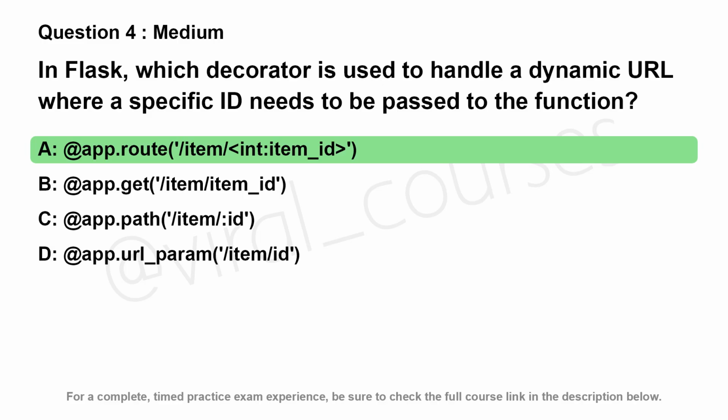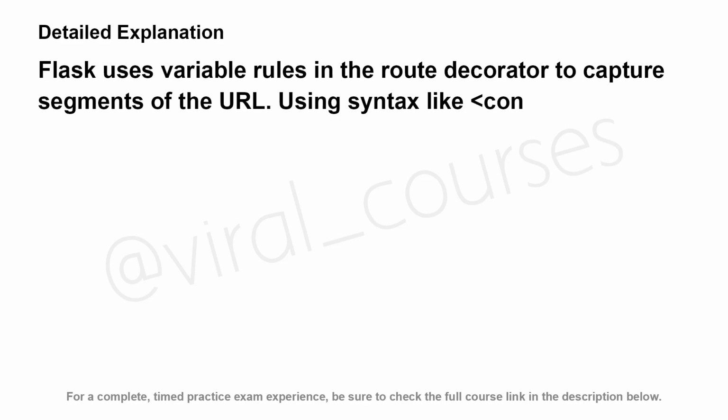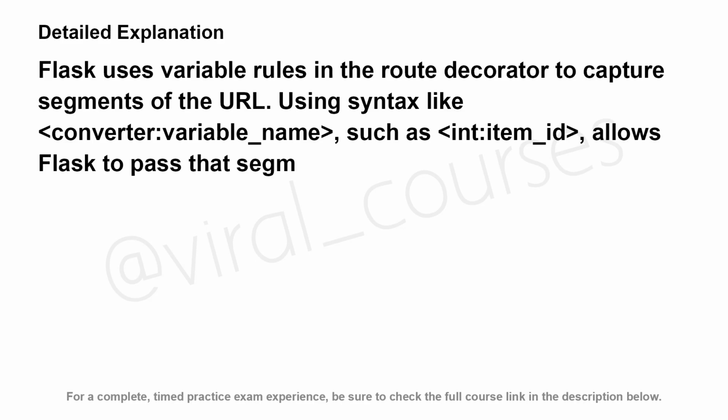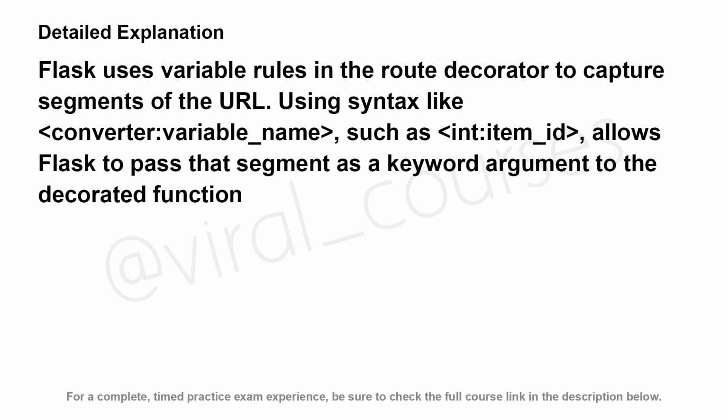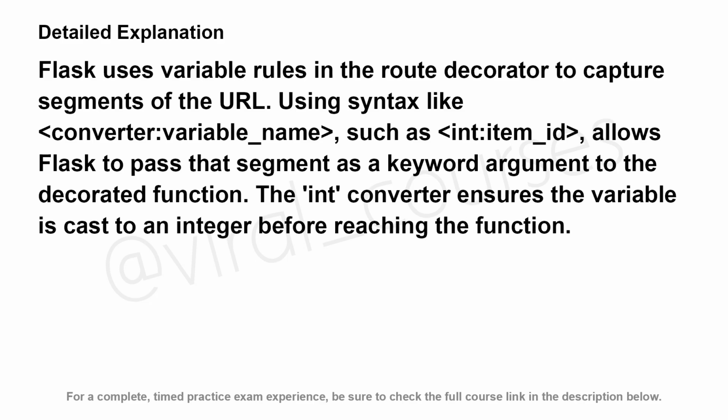The correct answer is A. Flask uses variable rules in the route decorator to capture segments of the URL, using syntax like <converter:variable_name>, such as <int:item_id>. This allows Flask to pass that segment as a keyword argument to the decorated function. The int converter ensures the variable is cast to an integer before reaching the function.